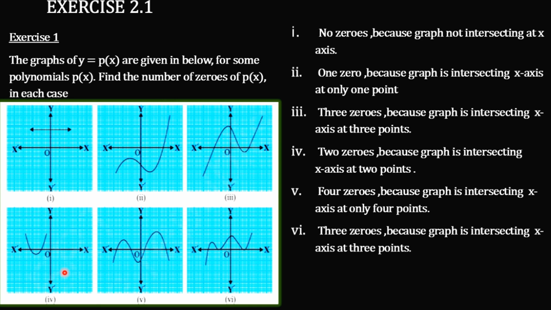So we get our answer here. At first we have to look at the graph and count the number of points at which the graph is intersecting the x-axis, then that polynomial will have that many zeros.